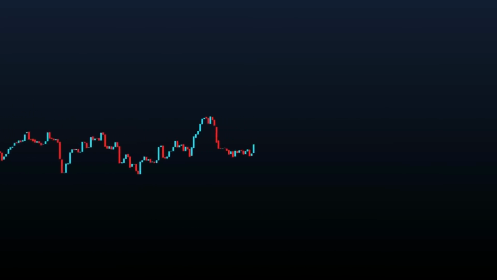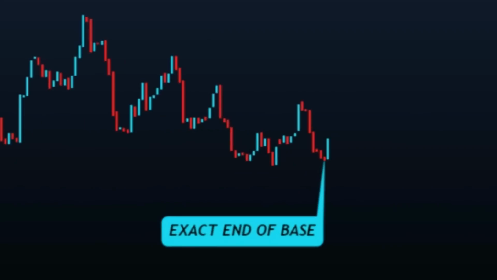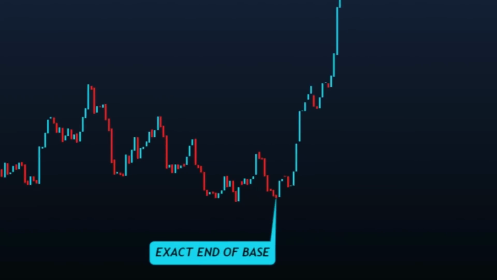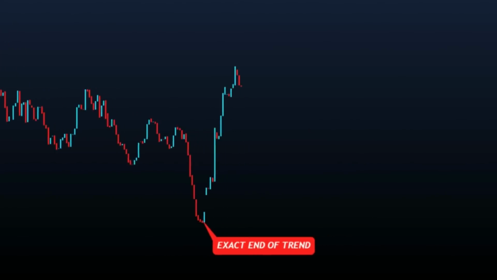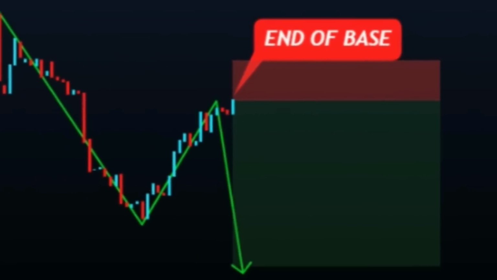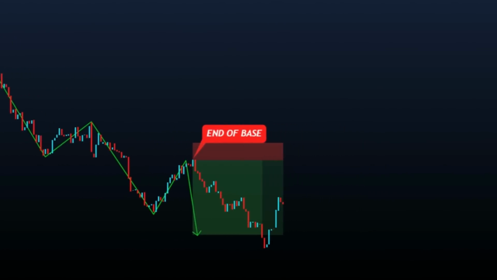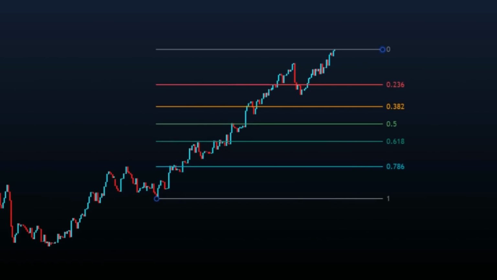Every trader must understand when a trend is ending and ready for another leg, or it's about to completely reverse. Once you learn how to do it, I'll hand you a powerful setup to trade it instantly. And we're gonna do all this using Fibonacci.